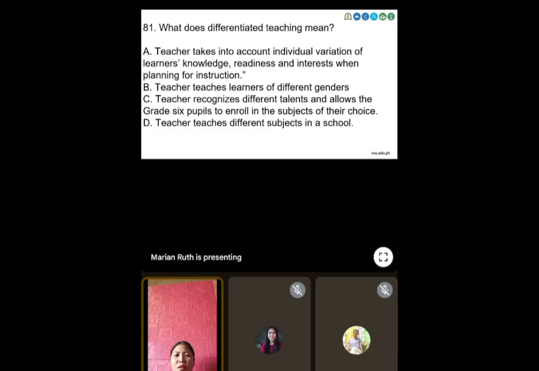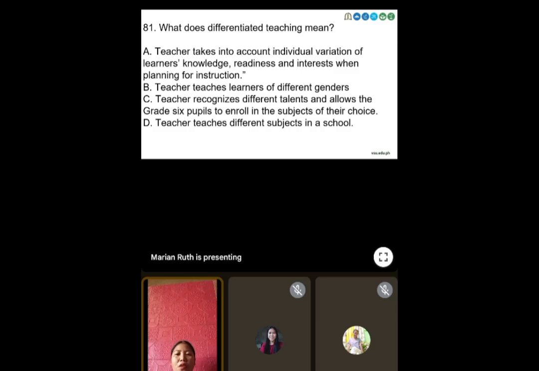What does differentiated teaching mean? A. Teacher takes into account individual variations of learners' knowledge, readiness and interest when planning for instruction. B. Teacher teaches learners of different genders. C. Teacher recognizes different talents and allows the grade 6 pupils to enroll in the subject of their choice. D. Teacher teaches different subjects in a school.